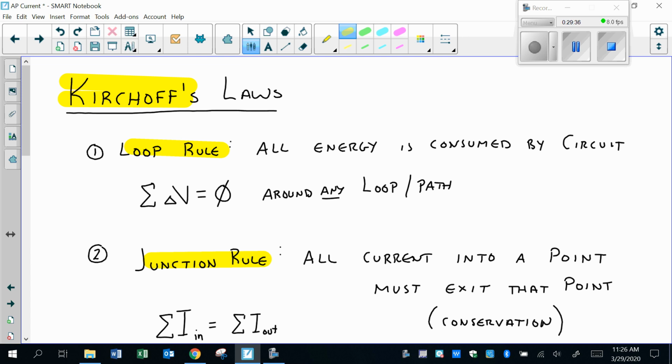Loop rule says all energy is consumed by the circuit. So basically that means that as a charge goes through, it can't just go halfway. It's going to go all the way through, and every single bit of energy is going to be used up. So if you have a 12-volt battery, going from one end of the circuit to the other is going to use up all 12. Nothing is saved. That loop rule also says that I do have to ration my voltage so that every single part of the loop gets a little bit of voltage to make the charges move.